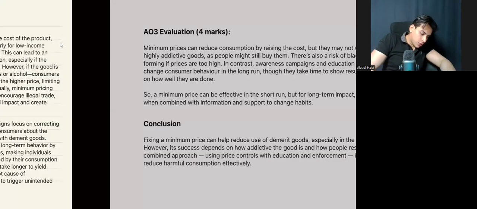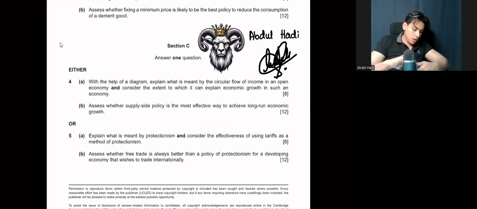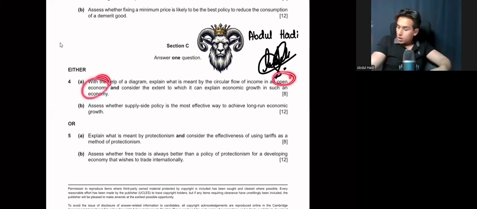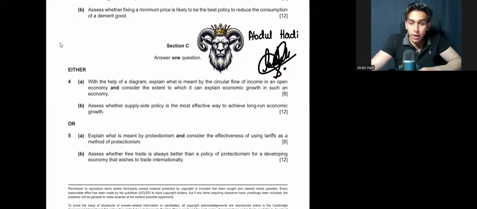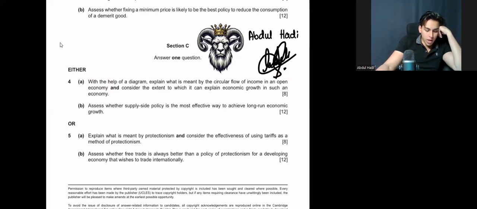Let's move to another question of the section. Now we're moving towards section C, all right? Okay. Now, with the help of a diagram, explain what is meant by circular flow of income in an open economy. An open economy is an economic sector in which international trade is involved, and you import and export goods and services. So, what is meant by circular flow of income in an open economy?